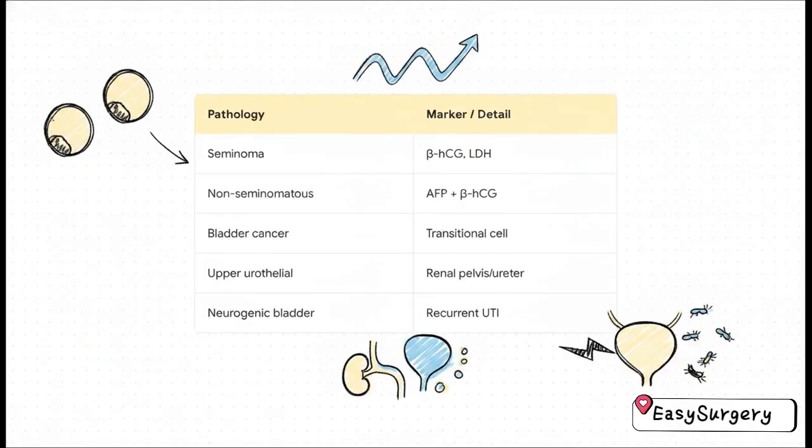And this table brilliantly illustrates the chemical distinctions in uro-oncology. Look at the most common testicular tumor markers. A seminoma might have raised beta-HCG and LDH, but a non-seminomatous tumor will show both AFP and beta-HCG. For bladder cancer, the most common type is transitional cell carcinoma. If you're dealing with upper tract urothelial carcinoma, the anatomical locations you need to know are the renal pelvis and ureter. Finally, the major complication to anticipate with a neurogenic bladder is recurrent UTIs.